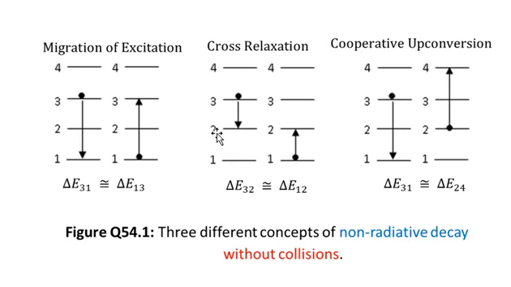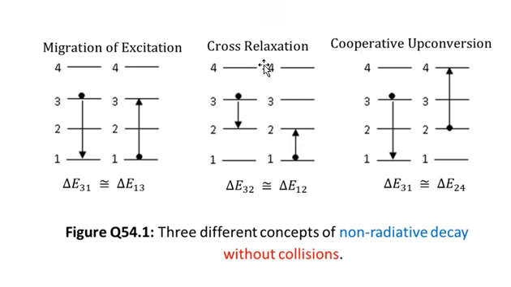The figure can be divided into three parts: migration of excitation, cross relaxation, and cooperative up conversion. Under migration of excitation, the donor de-excites from level 3 to level 1, giving off energy ΔE31, and the acceptor accepts the energy and is raised from the ground state to level 3 with energy ΔE13. Both energies are very close to each other, exactly so in the case of resonant transition, and if there is a slight difference between them, then it is a near resonant transition.